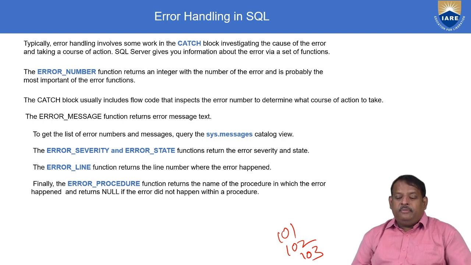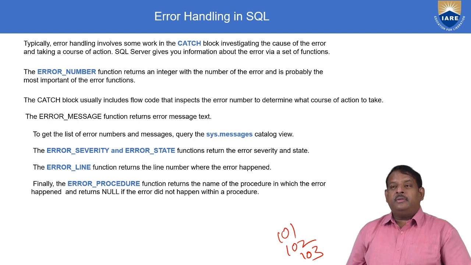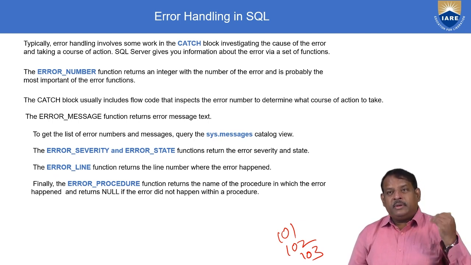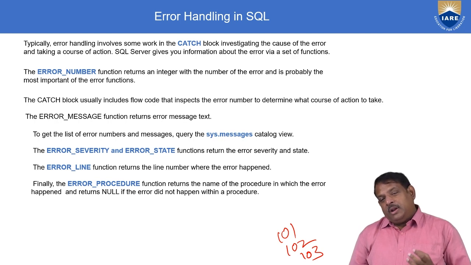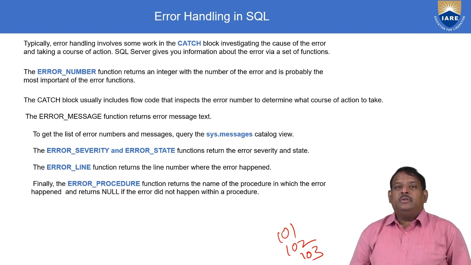If you try to divide by 0, you will get a divide by zero encountered error, and for that there will be a specific number. For the common errors you encounter, SQL Server has predefined those errors and provided a number for each of them. So the most important function is the error number.